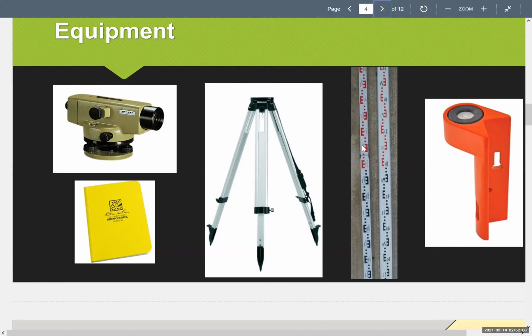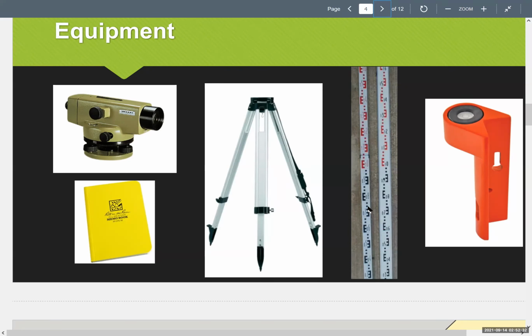So what is a rod? It's really just a big old ruler, right? A big old ruler. So can you picture setting up this level somewhere and then looking at a point that's below you, and then looking at a point that's above you?